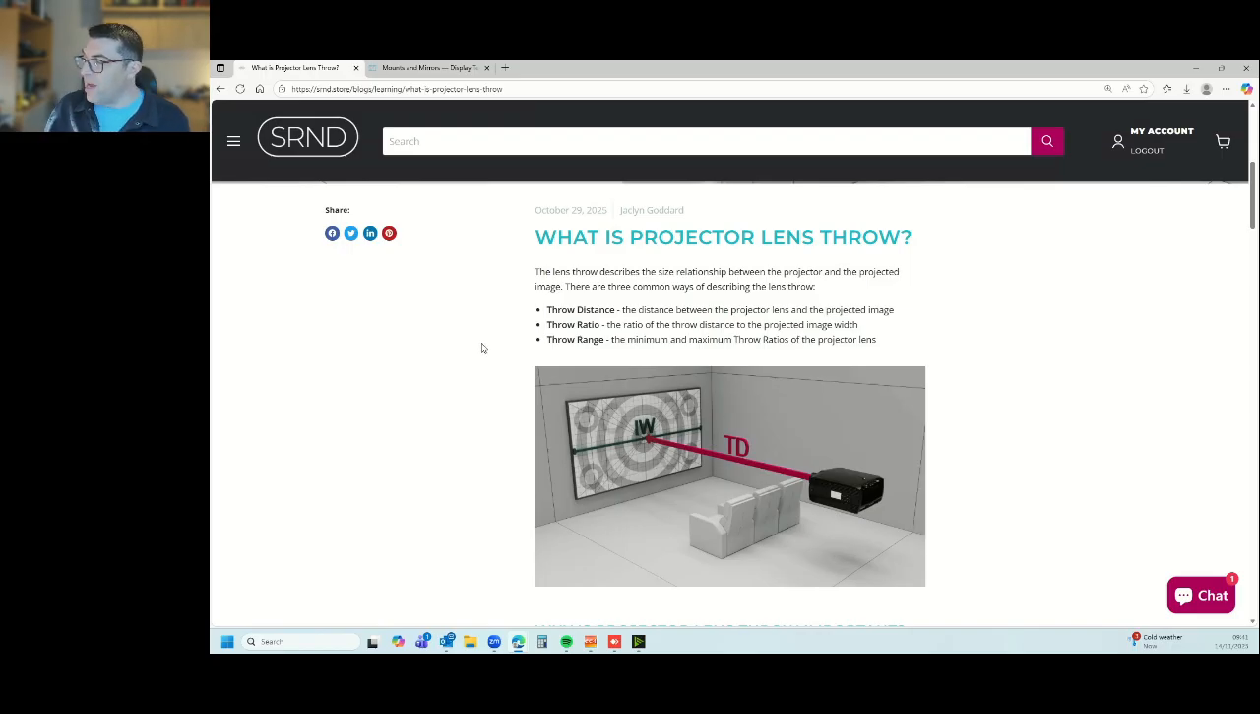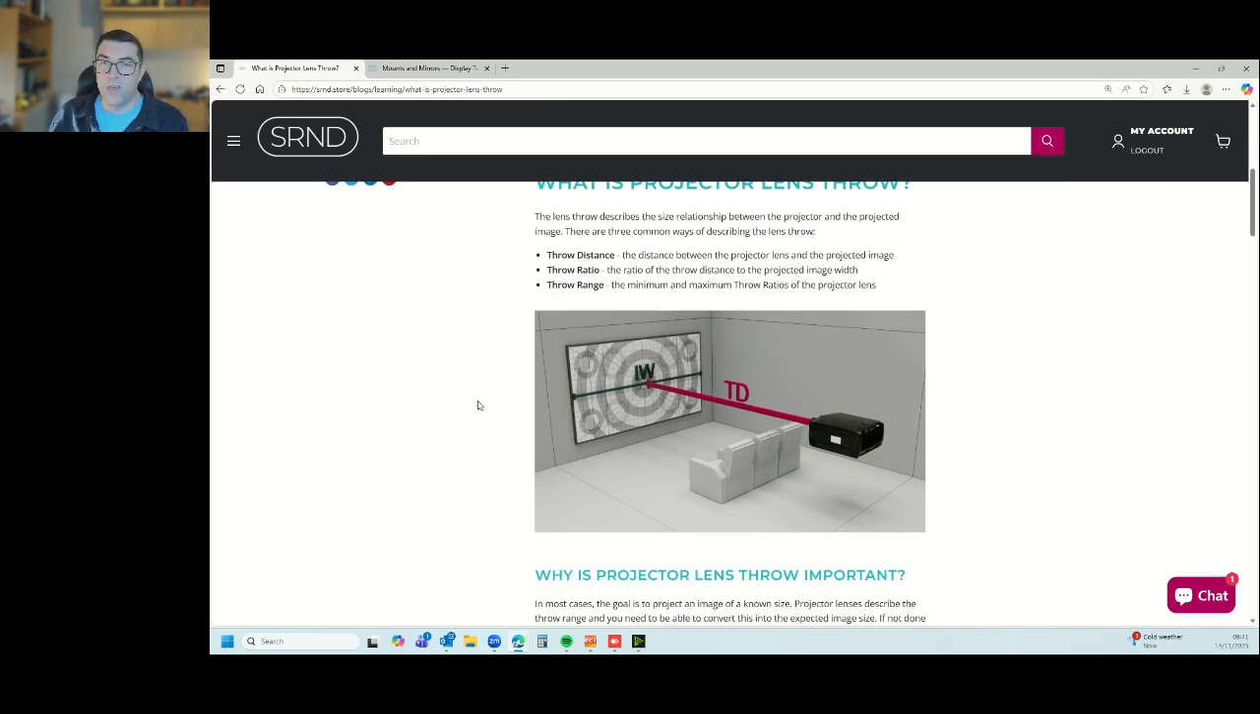So the way that you can overcome that is you use this term, the throw ratio. And the throw ratio is pretty simple. It's the relationship between the throw distance and the image width. So let's say the image width was 3 meters and the throw ratio was 2 to 1. The throw distance would be 2 times 3 meters. It would be 6 meters.